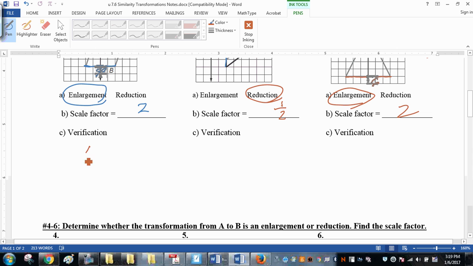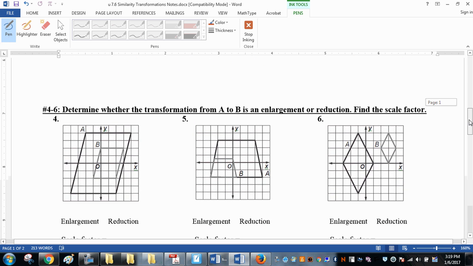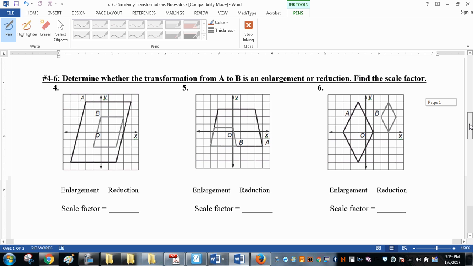Verification: we could use the distance formula, but we don't have to because we can use the graph and count. We can always use the distance formula, but we don't have to in this case.